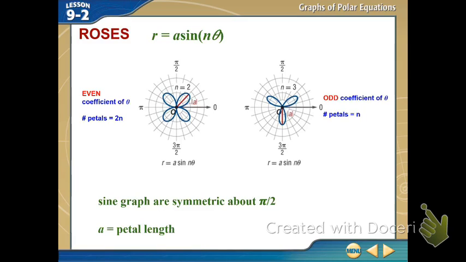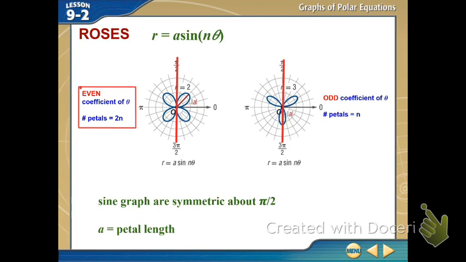A couple of things. First of all, let's look at the symmetries. You notice that these graphs, like all sine graphs, are symmetric about pi over 2, right? And then the second thing that we want to notice is the number of petals. So this is the big rule: if your n value is even, then the number of petals will be twice your n value, right?